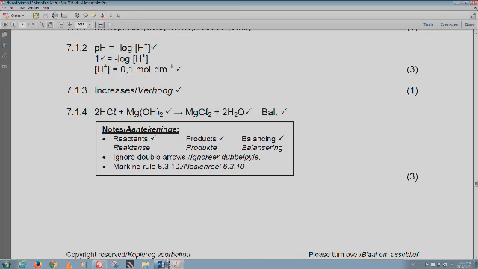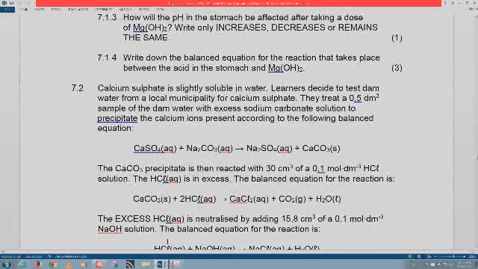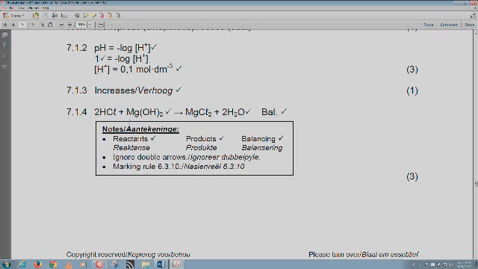And then 7.1.4, write down the balanced equation for the reaction that takes place between the acid in the stomach and magnesium hydroxide. If the reactants are HCl and Mg(OH)2, correct formula of magnesium hydroxide, correct formula of HCl, 1 mark for the reactants. And then if the products are MgCl2 and H2O, it is the 2nd mark.